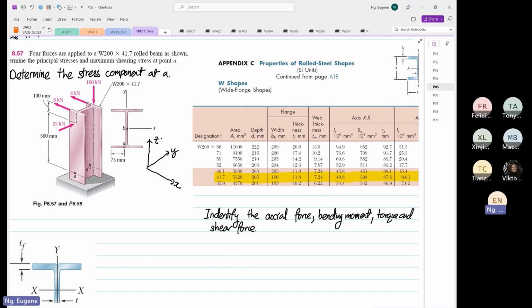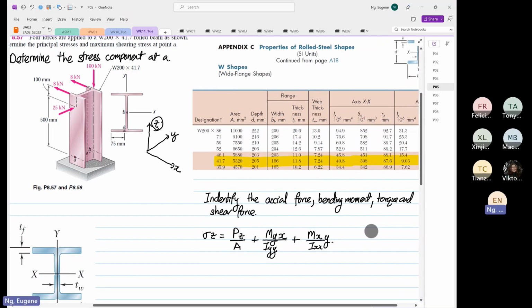So the general formula. Usually what we tend to do is we write out the general formula. So we know that the normal stress we can find is in the Z direction. Why Z direction? Because this is the Z direction over here. So we know that we're going to have Pz over A plus My over Iyy multiplied by x plus Mx over Ixx multiplied by y.